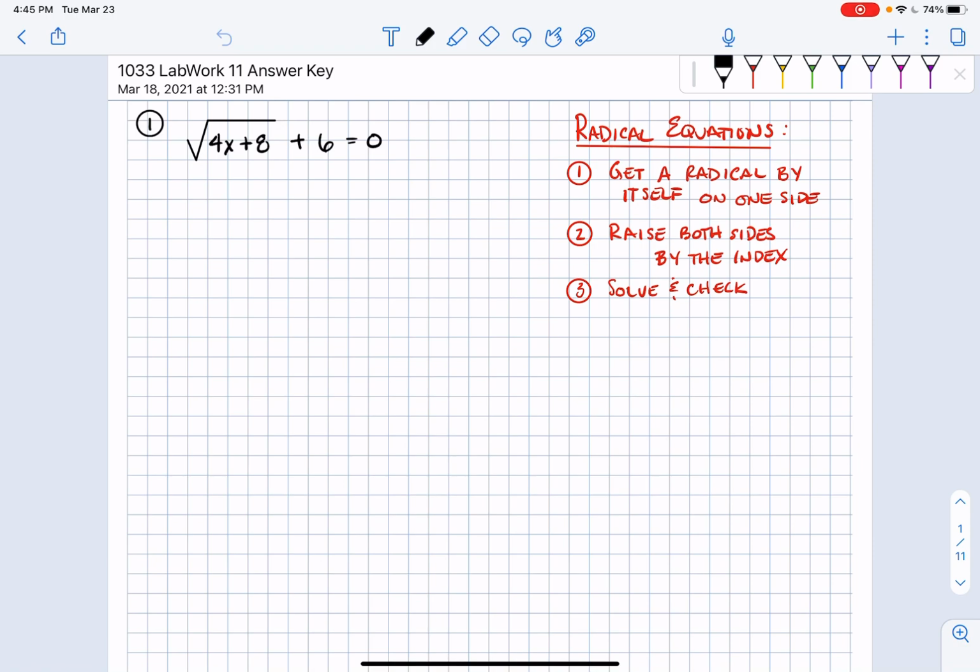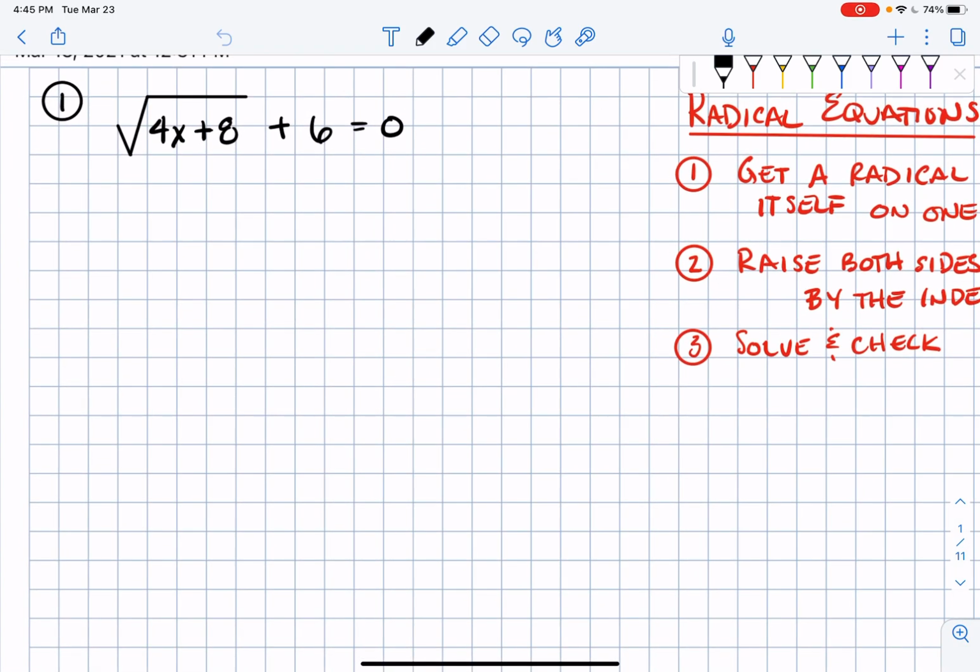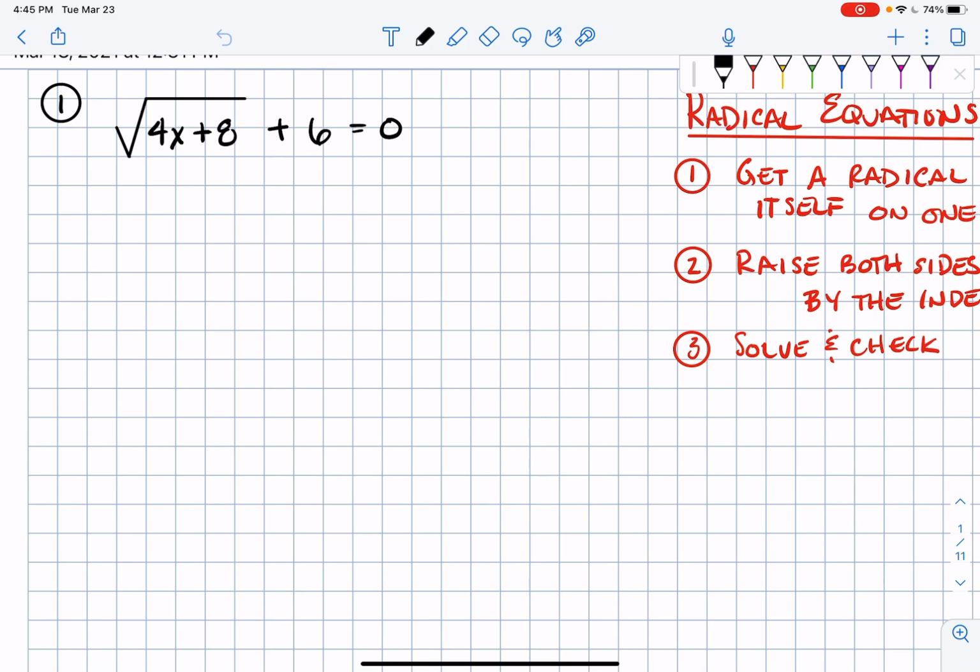So number one, I've got to get the radical by itself. The first thing I'm going to do is move that 6 over to the right side. So now I'm going to have the square root of 4x plus 8 equals negative 6.